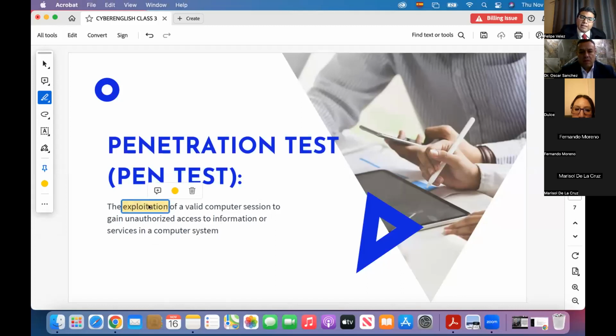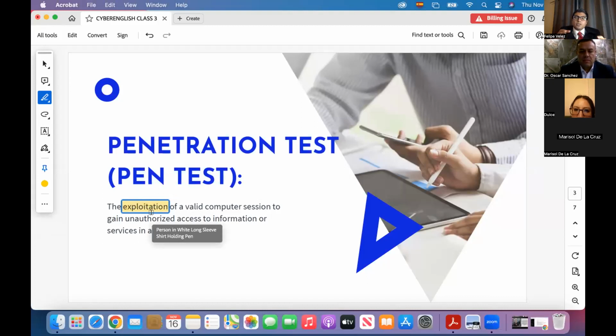Repeat after me, Dulce. Exploit. Exploit. Oscar. Pronunciation, exploit. Very good. Exploit is a weakness, something that is not correct in the system, a flaw. Repeat after me, Oscar. Flaw. Very good. What is flaw? Es una falla. That is a flaw. So flaw is also an exploit. That's why in cybersecurity, an exploit and a fault are exactly the same.